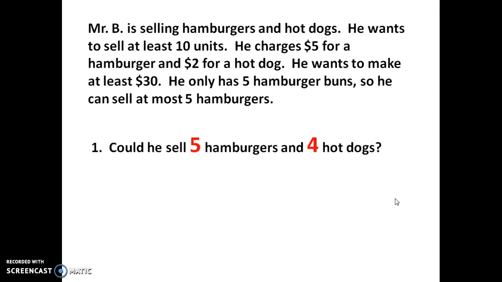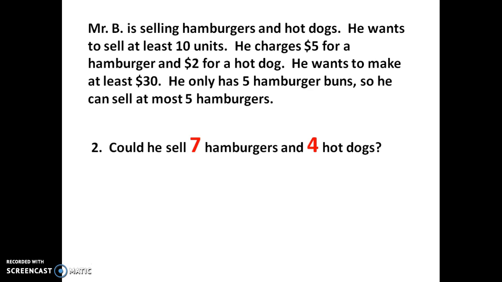So let's take a look at some questions based on this scenario. Could he sell 5 hamburgers and 4 hot dogs? Well, since Mr. B's goal was to sell at least 10 units, and 5 plus 4 is only 9, this does not work. So he could not sell 5 hamburgers and 4 hot dogs.